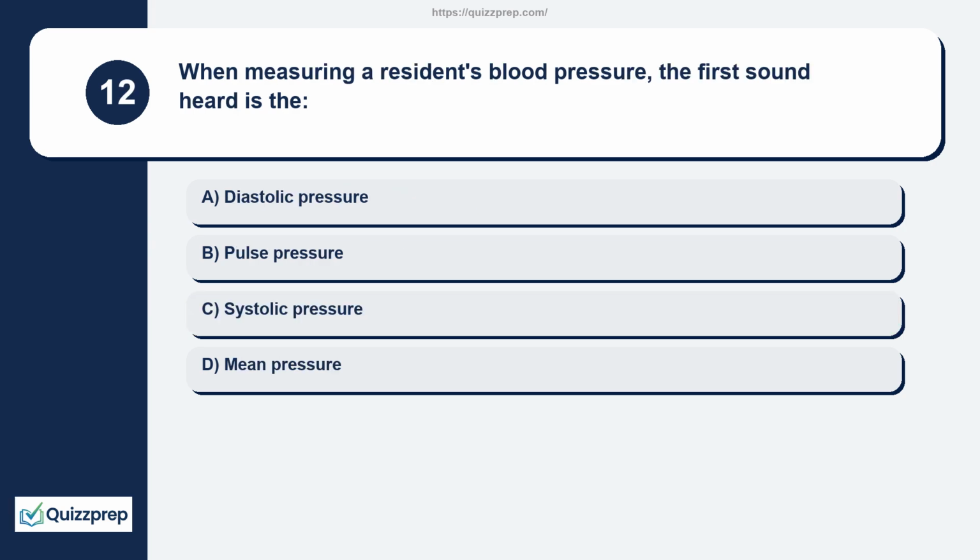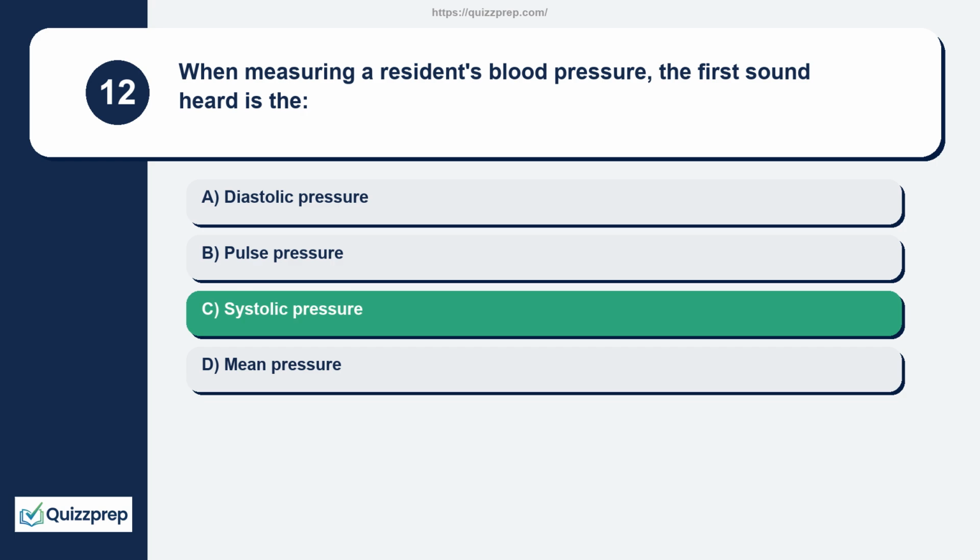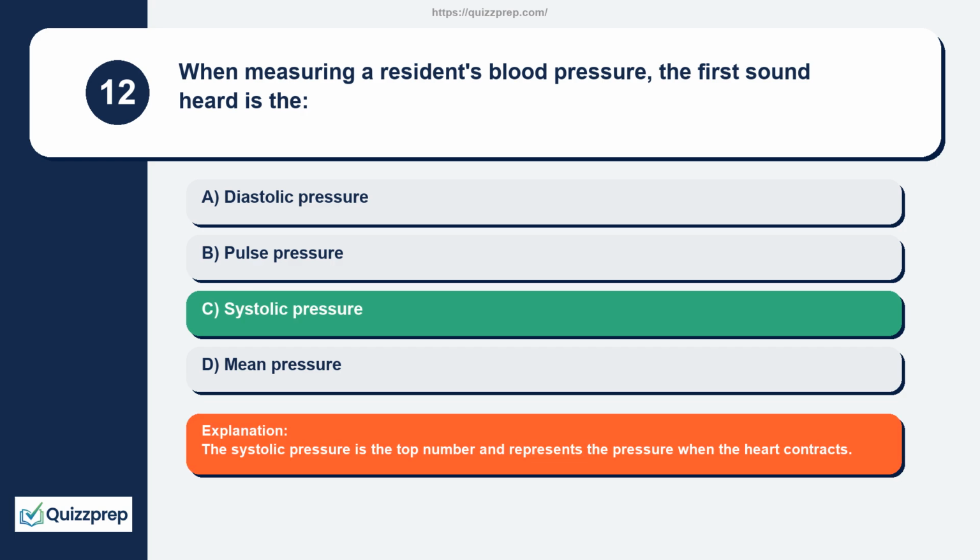Question 12. When measuring a resident's blood pressure, the first sound heard is the: diastolic pressure, pulse pressure, systolic pressure, mean pressure. The systolic pressure is the top number and represents the pressure when the heart contracts.